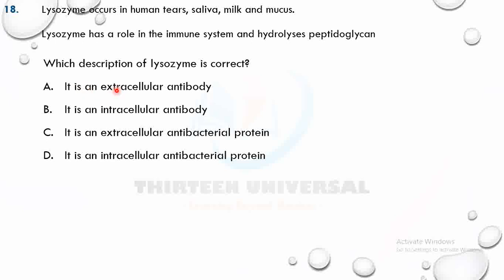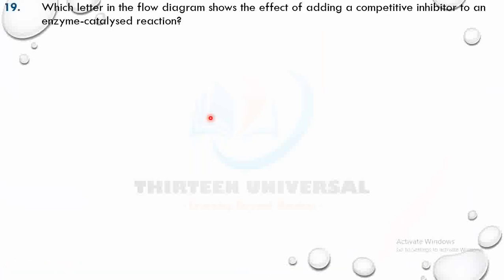Of course, it is an extracellular enzyme, because it is secreted out of the cells into tears, saliva, and other body fluids. So A and C say extracellular, while B and D say intracellular, so we eliminate them. Now, it's not an antibody because it's not made by immune cells, but it's antibacterial, because it destroys peptidoglycan, a component of the cell wall. So the answer is C. It's against bacteria.